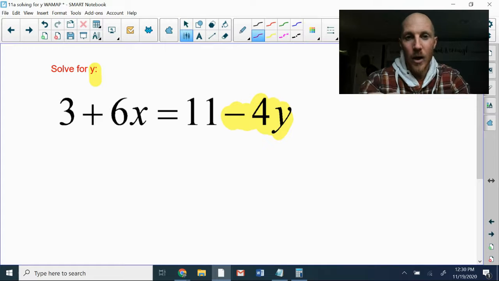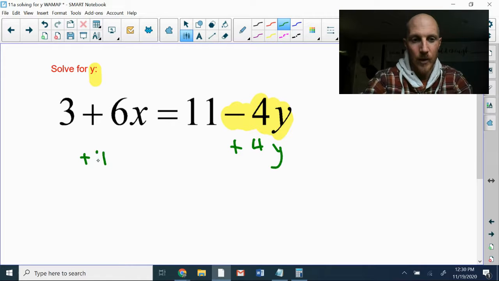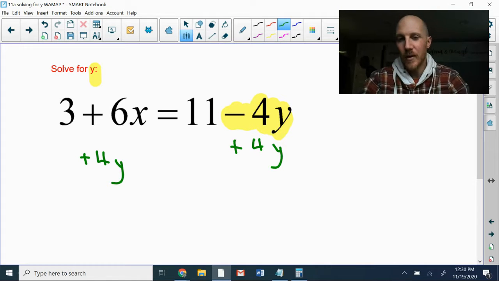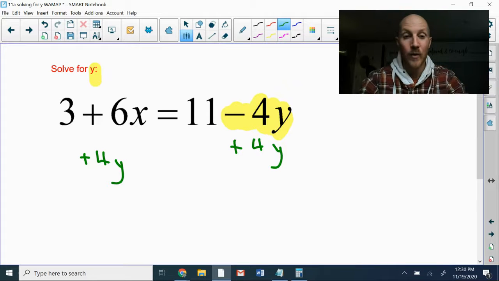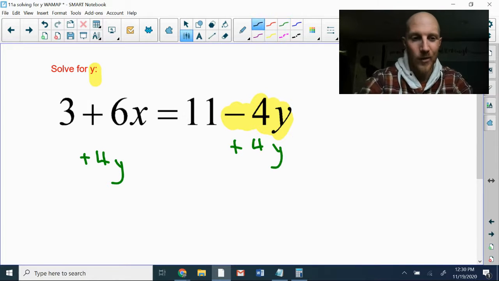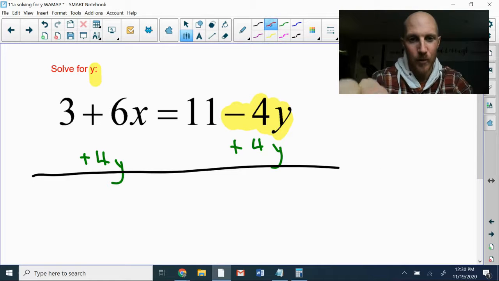And so a possibility is I could add 4y to both sides of my equation, just so that I don't want to have a negative y. And so if I do this, I'm going to have a positive y. Added bonus, it's going to move the y to the left-hand side of the equal sign, which is actually where I'd rather have it anyway. That's just a personal preference.